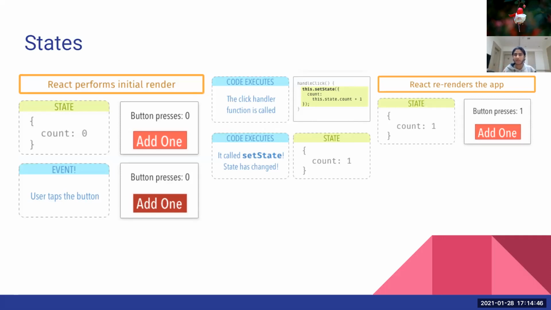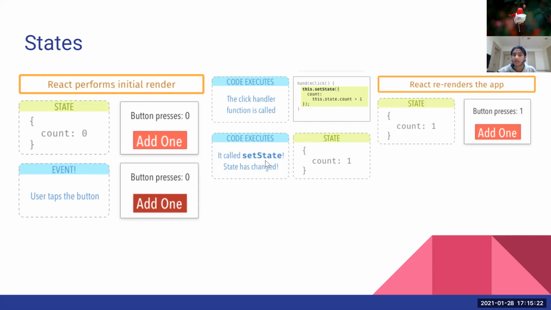One example where we might use this is a counter on our website that displays the number of button presses and lets the user add one button press when they want. So we might define a state with a count of 0 initially. Upon this initial render, the user might tap the button, and we have a method that handles this click and sets the state to the initial count plus 1, incrementing the count.